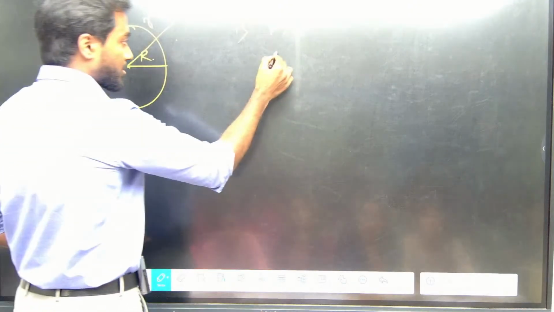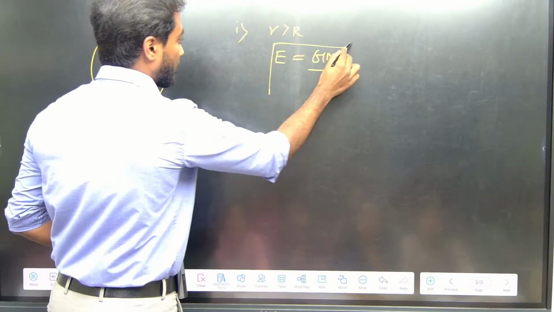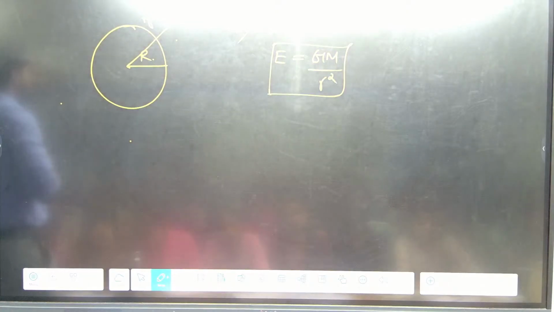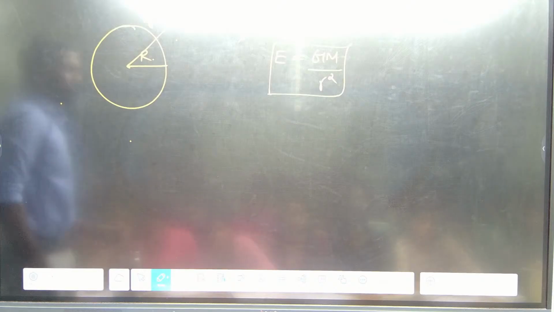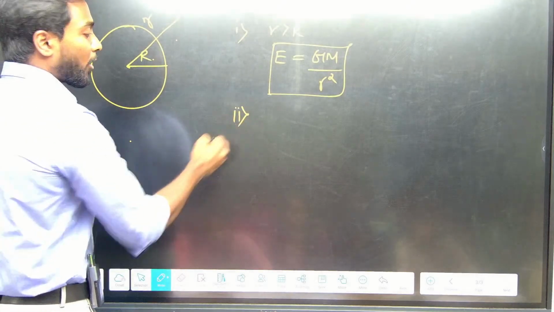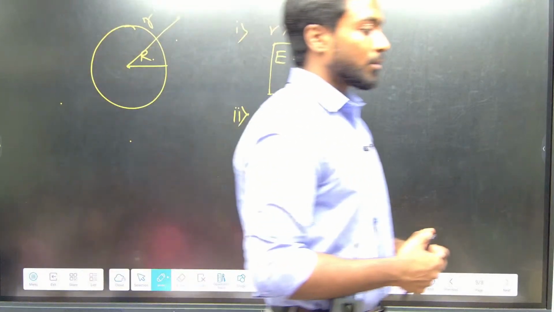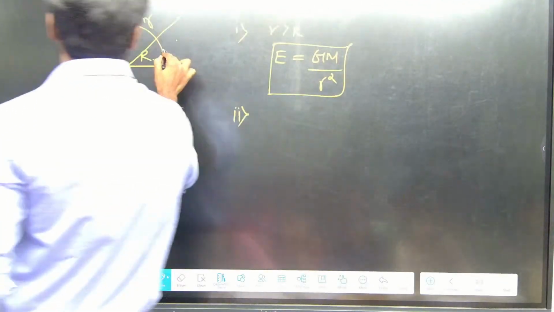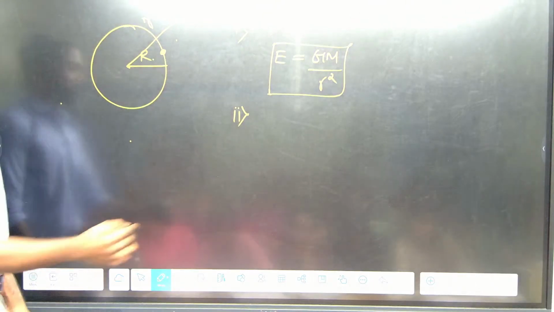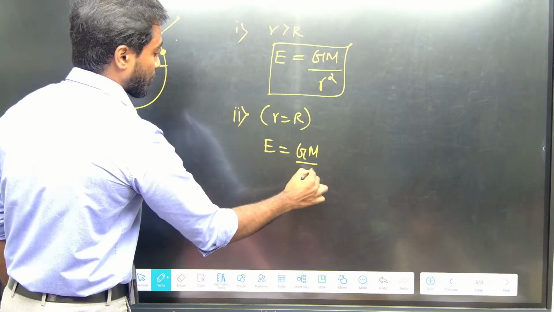So the formula is, instead of capital R, I will write small r. That's it. The second one is on the shell. On the shell means both capital R and small r will be equal. So E will be equal to G M by R square.